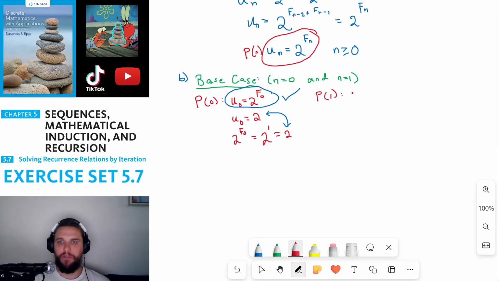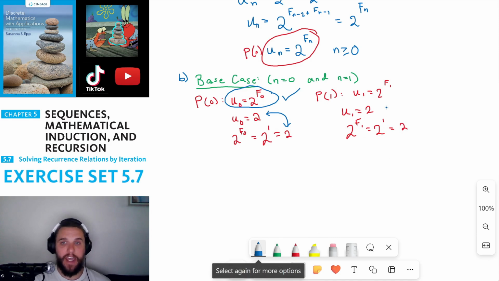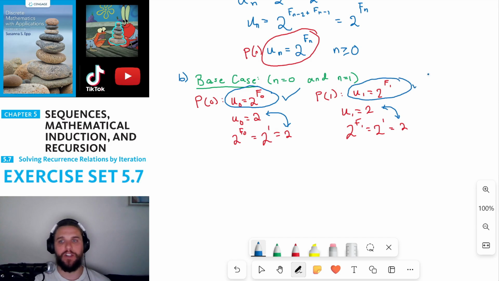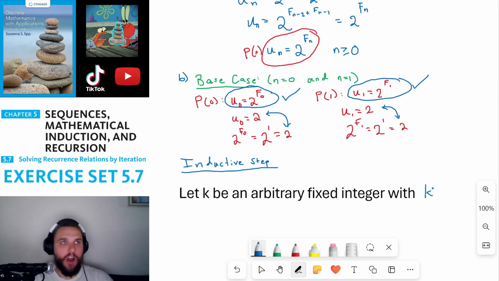We'll do the same for P of 1, which says that u sub 1 equals 2 to the f sub 1. Now, on one hand, u sub 1 is given to us. It's 2. On the other side of this equation, 2 to the f sub 1 is 2 to the 1st power. f sub 1 is also 1, and 2 to the 1st power is 2. And so once again, these two are the same, which means that P of 1 is true. Now, since this is strong induction, we're going to let k be an arbitrary fixed integer, with k being greater than or equal to the largest base case, which is 1.